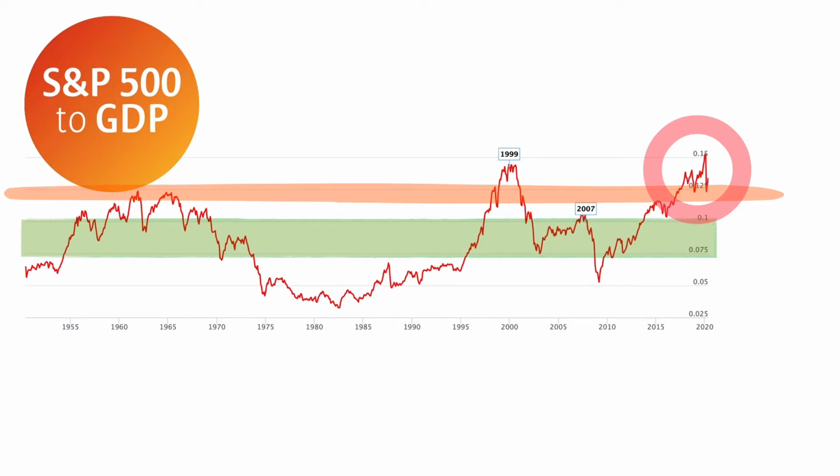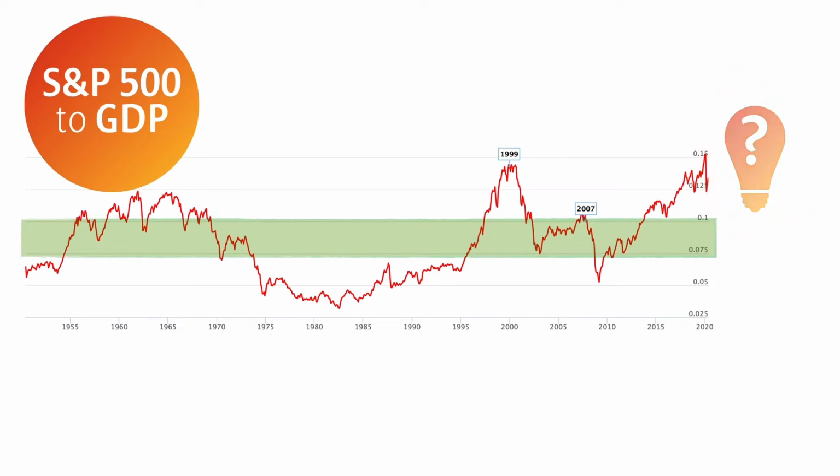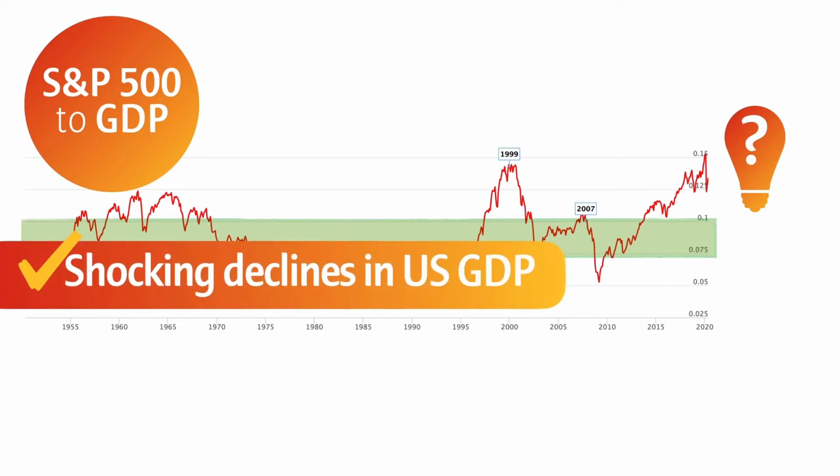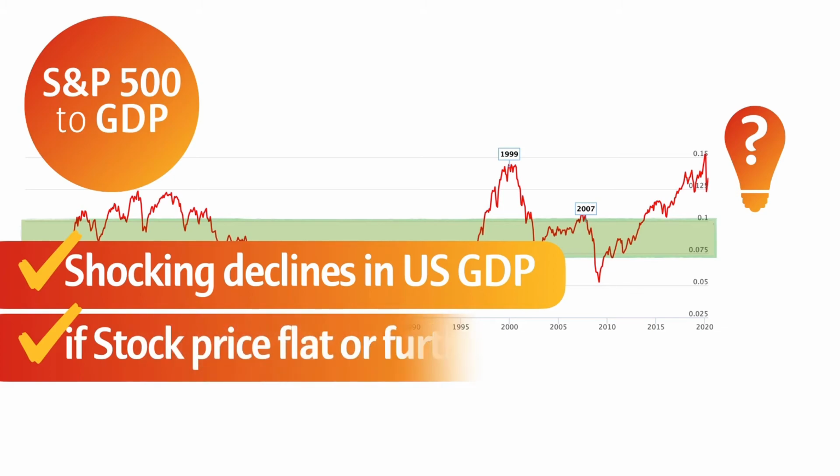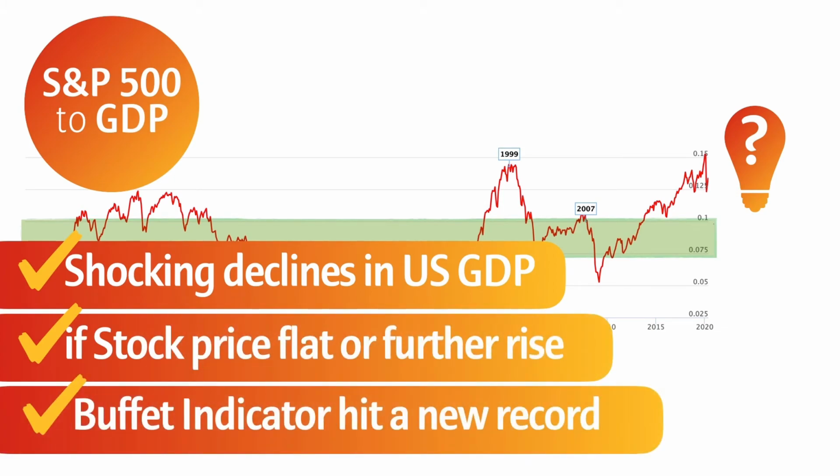So what do you think? Do you think a stock price rises in the future? Nobody knows. However, we can assume with the Buffett indicator, due to COVID-19, there will be a sharp decline in US GDP. If stock price is flat or rises further, the Buffett indicator hits a new record. That being said, a sell signal.